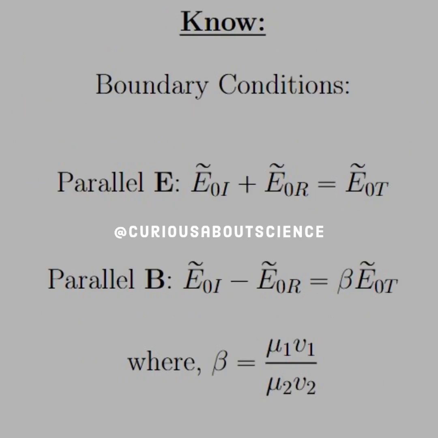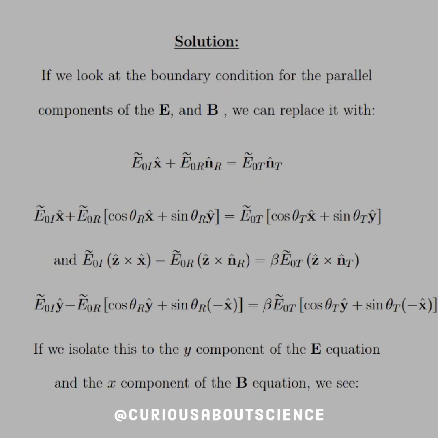All right, so what we need to know, clearly, are our boundary conditions. The parallel for the E has to have that E naught I plus E naught R equal E naught T. Again, all tildes. Same thing, parallel for B, except the reflection is negative on it because it has to be perpendicular to the opposite direction of E. That's the only big thing here. And then again, transmitted beta has to be there since we're in the new medium for B. Yeah, so beta is equal to mu1 V1 over mu2 V2.